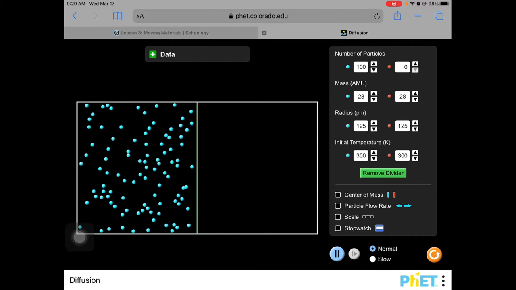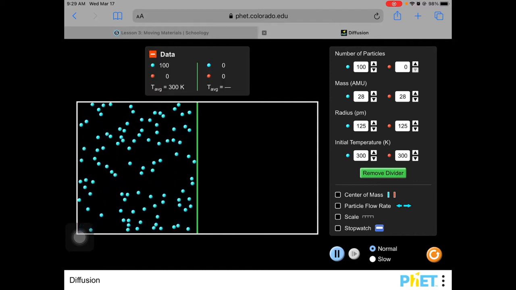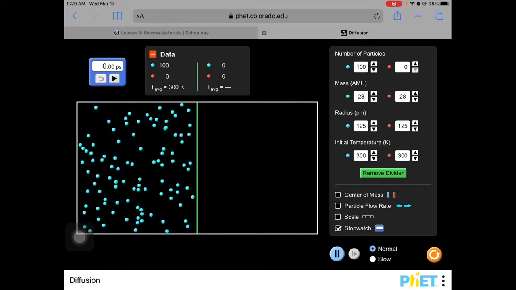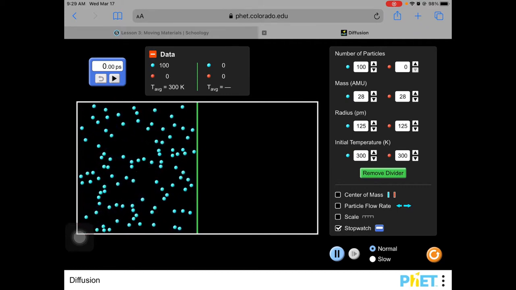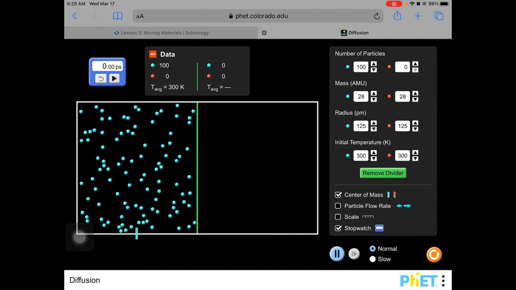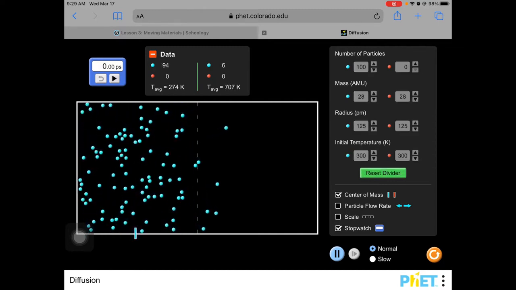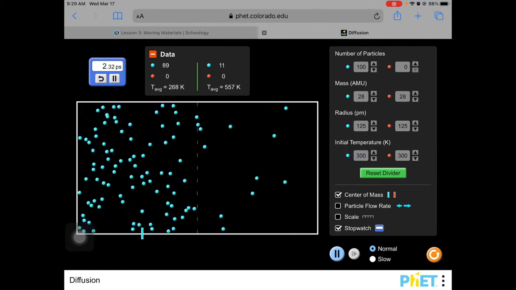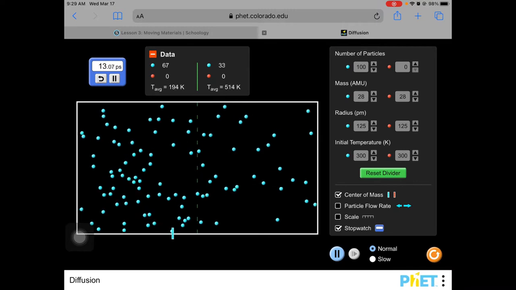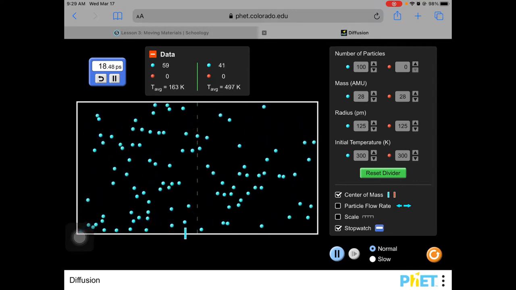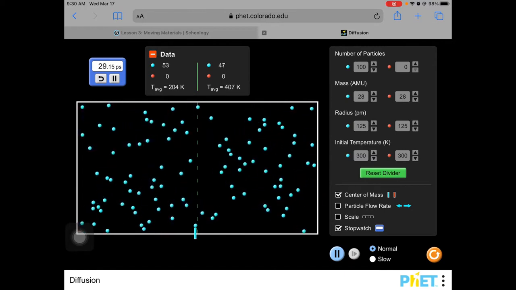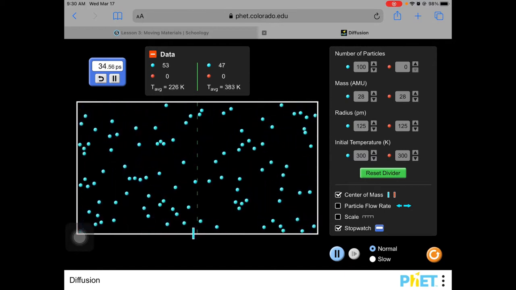Remove the divider, and when I do, I want to see how long it takes for the blue particles to become about even on both sides. So I remove the divider, and I notice that almost right away the blue particles are crossing the membrane. And the question is just about how long does it take before both sides are equal. And you'll notice it only took about 30 seconds for that to happen.